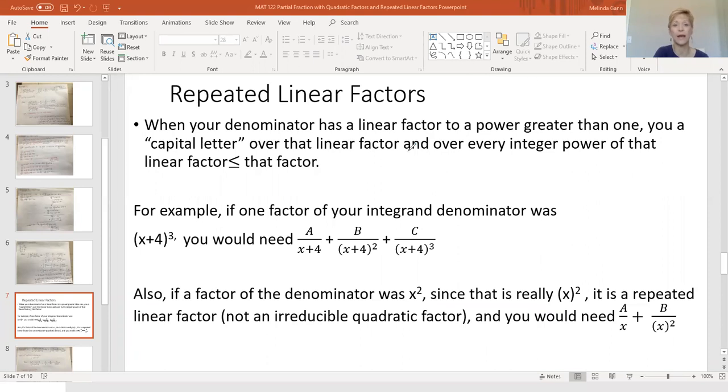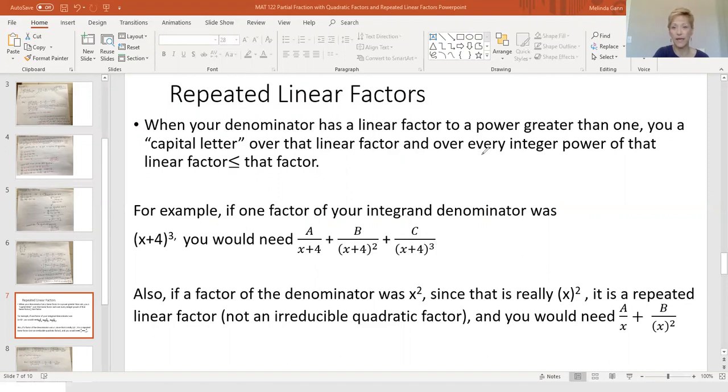Now, what do I mean by a repeated linear factor? Like I said, look right here. What if one of your factors on the denominator was x plus 4 in a parenthesis cubed? That means x plus 4 times itself 3 times. When you have a repeated linear factor, you go back and use single capital letters, but it's got to be over this factor and every power to that one. Now, what do I mean by that? That's a cubed, so I've got to have something over x plus 4 to the first, and something over x plus 4 to the second, and something over x plus 4 to the third.